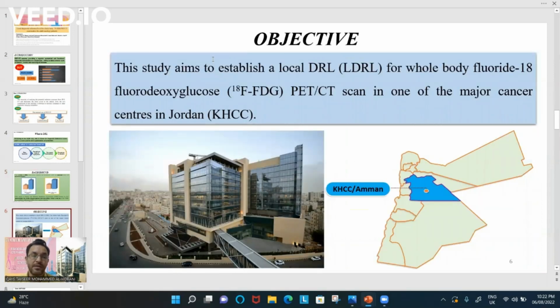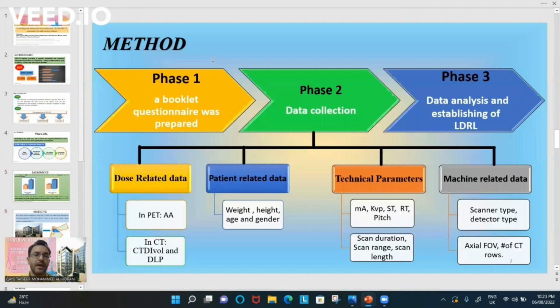The objective of this study was to establish a local DRL for whole body FDG PET-CT scan in one of the major cancer centers, which is King Hussein Cancer Center. The methods we followed in this study were divided into three phases. Phase one, to prepare a questionnaire booklet, followed by data collection, and followed by data analysis and establishing the local DRL. The data collection was divided into data related to dose, to patient, to technical parameters, and machine-related data.